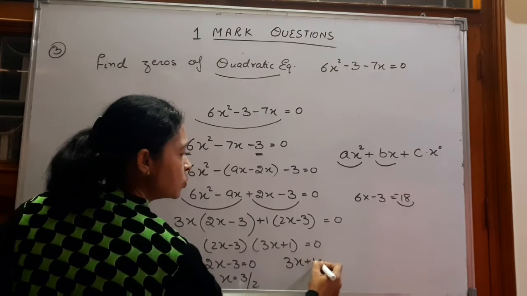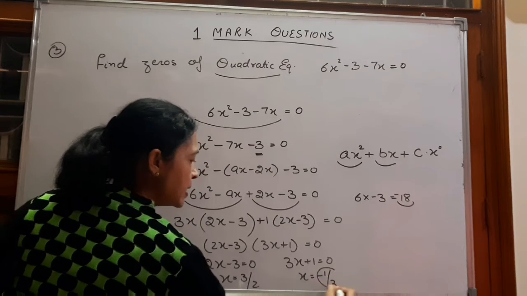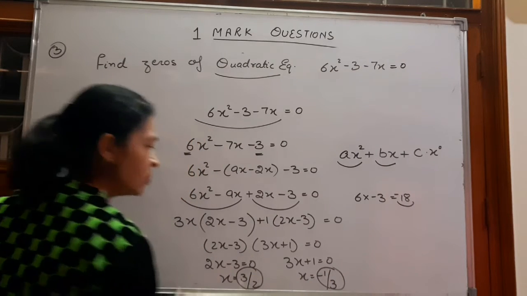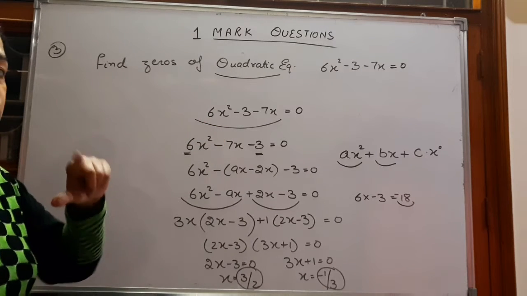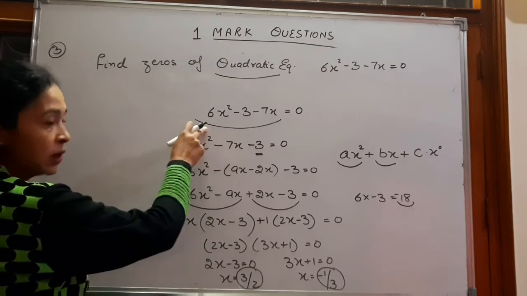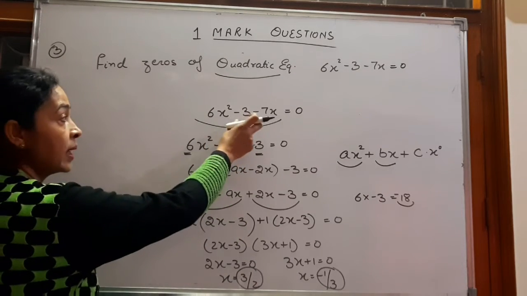3x plus 1 equals 0. x equals minus 1 by 3. x equals minus 1 by 3 and x equals 3 by 2 are the zeros of this quadratic equation. What does this mean? This means if we put the value of x as 3 by 2 or minus 1 by 3, the equation will become 0.